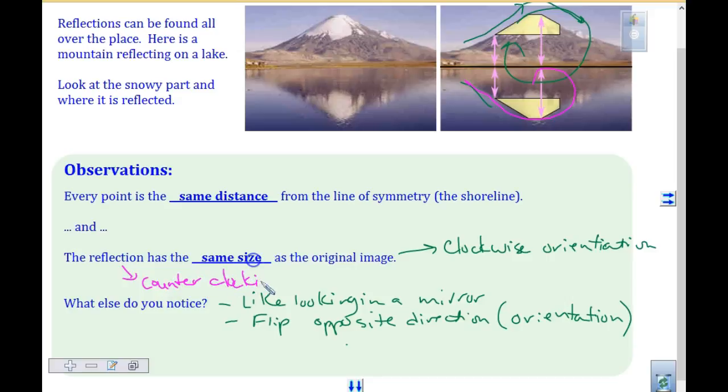And the cool thing about reflections of all the transformations we're going to do, that's the only one that switches the orientation. All the rest of them keep it the same. Did you have a question or comment? Okay. All right.